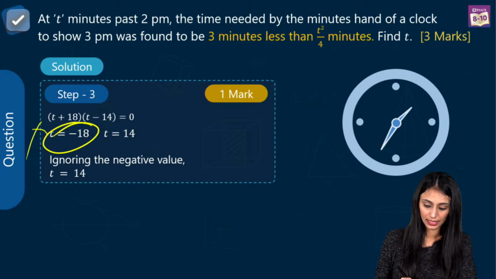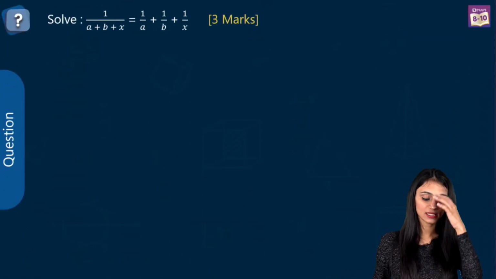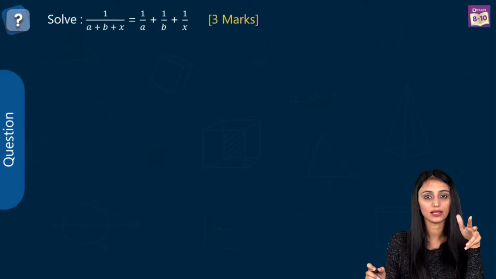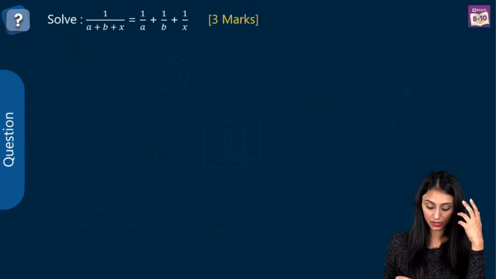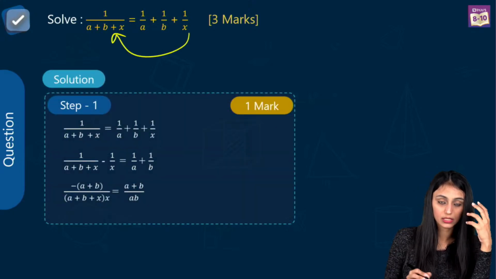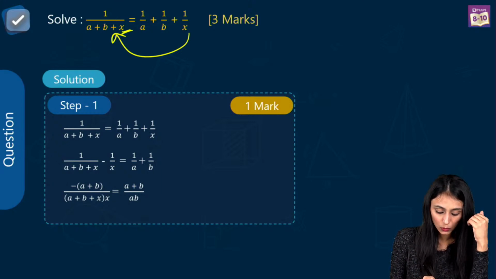All right. Let's take a look at the next question. Solve 1 upon a plus b plus x is equal to 1 upon a plus 1 upon b plus 1 upon x. So it's a different question. If you try solving it this way, like you take the LCM, it's going to become very difficult. What you can do in such questions is take this 1 by x to the other side. Here already we have an x term. When I take this to the other side, it will be negative, right?